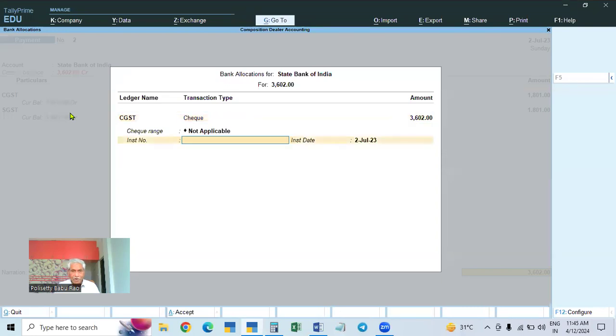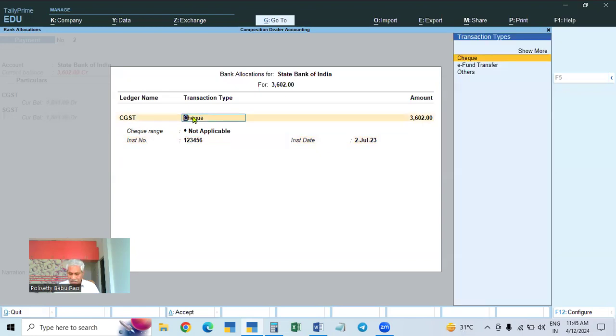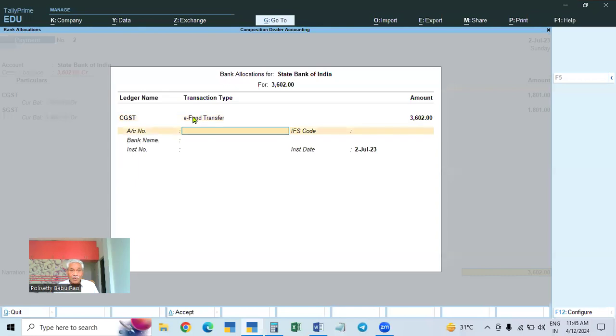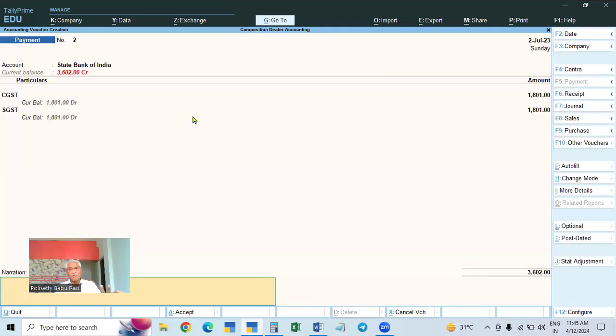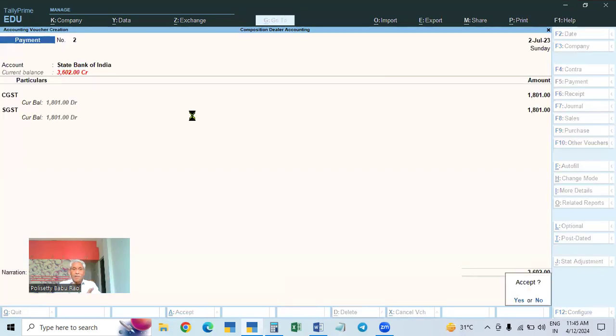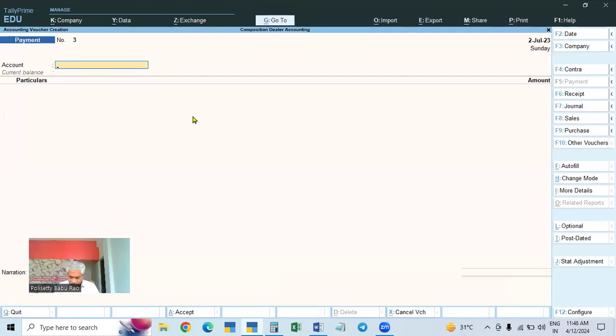By cheque you will pay, so we will give the cheque number. Otherwise, if you pay in another mode, see here, e-funds transfer. For e-funds transfer, the account number will not be given. Here we will give the instrument number, for example NEFT or RTGS. In the case of a cheque, it will be the cheque number. So the payment is made. This is how we will make the entry.